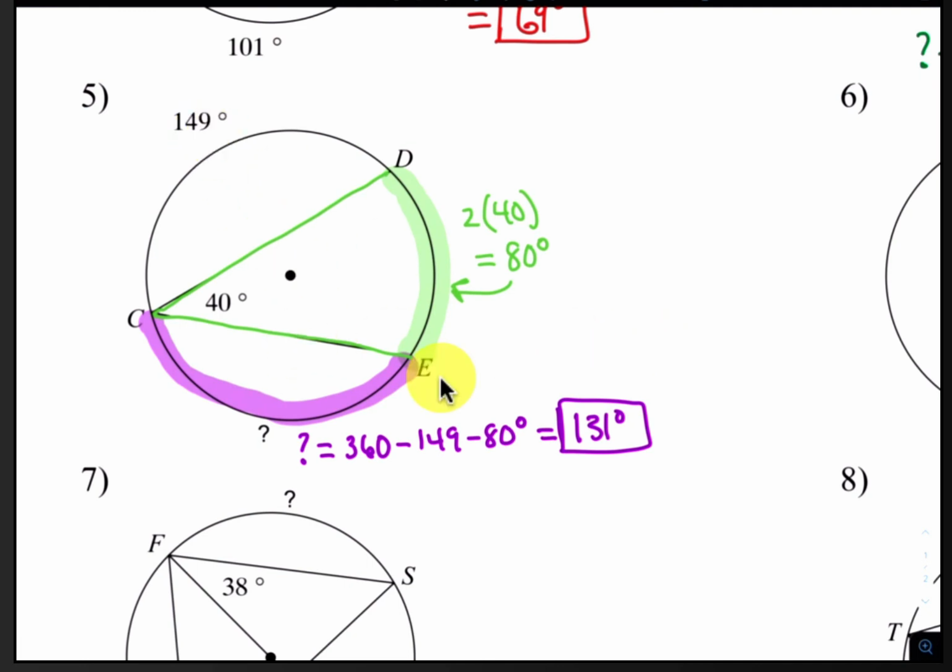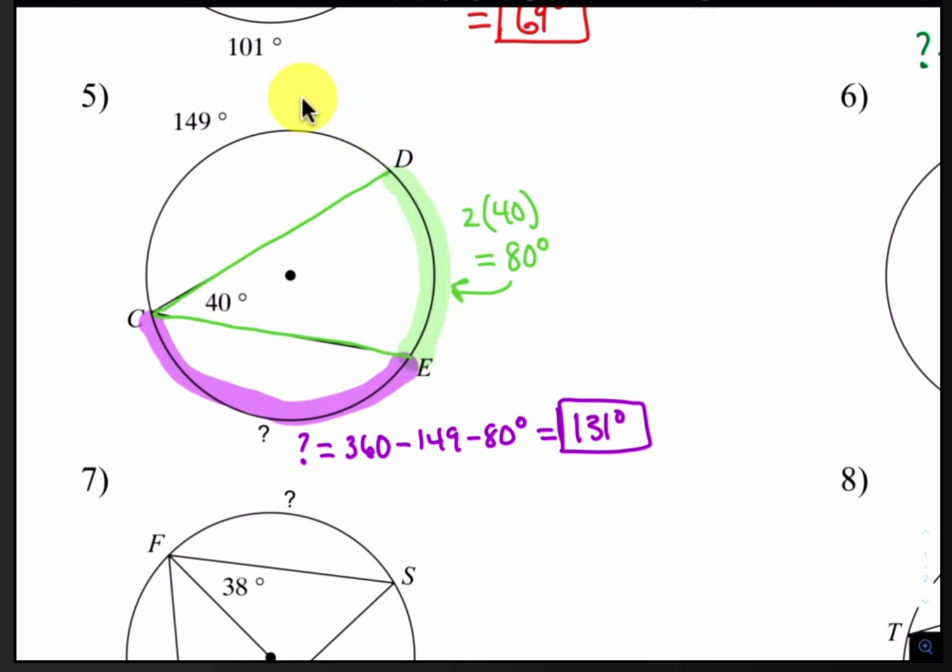For number 5, we're looking for the question mark, which is the arc from C to E. Well, first we look at the inscribed angle here, which is 40. One side goes out to D, the other side goes out to E. The arc between D and E is twice as much as the inscribed angle of 40. So 2 times 40 equals 80. So DE is 80 degrees.